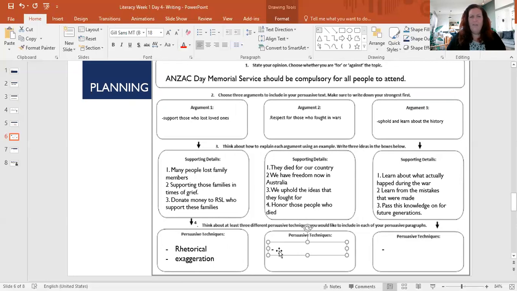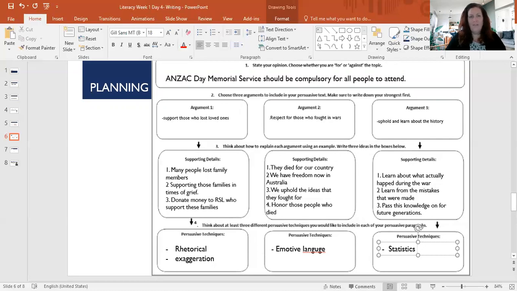The next one I might do, because I'm talking about respect, I'm thinking I might use some emotive language. Some really interesting words to help me persuade the reader of your writing. And then my last one, for uphold and learn about the history, because it's more about facts and things like that, I thought that we might be able to use statistics in this because this is about what people are learning. So that's our plan for today.